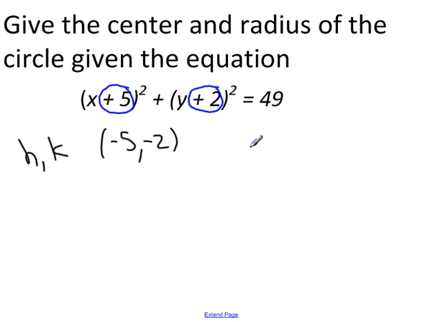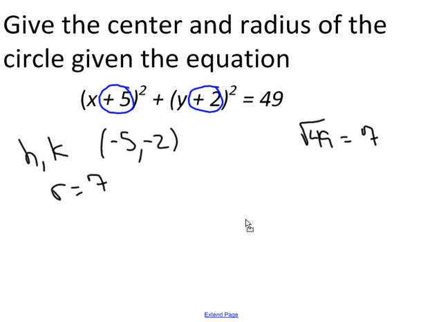Now, what about the radius? What happened to the radius? How did they get to this 49? Well, they had to square the radius. So how do we get the radius back? We have to do the opposite. We have to square root this 49. What's that? That's 7. So here's h and k, and the radius is 7.